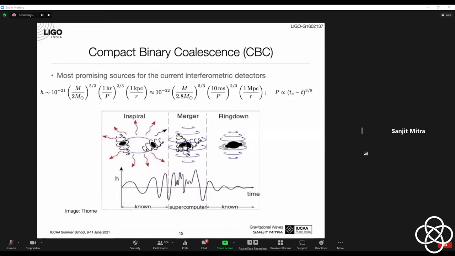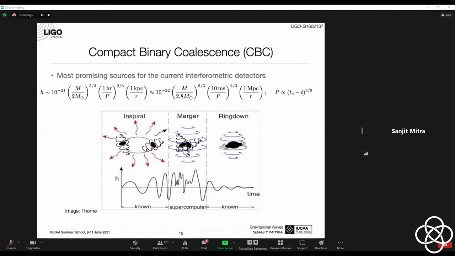Now, coming back to the most promising sources of gravitational waves: compact binary coalescence. That is two compact stars like neutron stars and black holes, and for future space-based detectors, even white dwarfs, that go around each other and merge. Now I will come back to the space-time analogy, Wheeler's comment, which I mentioned: space-time tells matter how to move, and matter tells space-time how to curve. So let's come back to that.